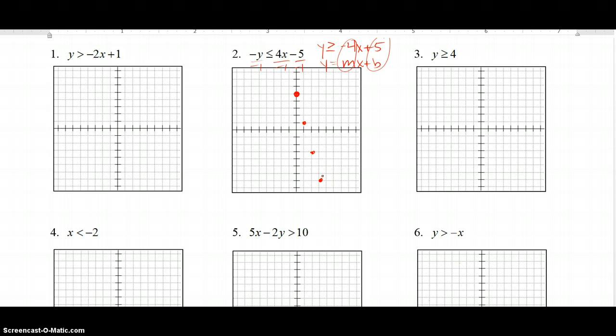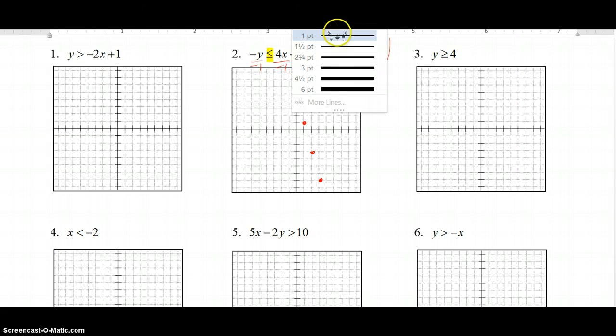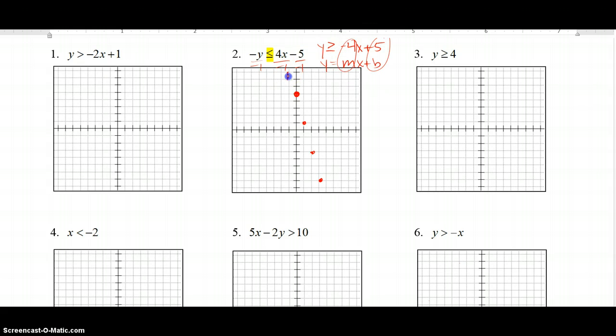Before connecting the dots I should ask myself, okay, is this going to be a solid line or a dotted line? And for this particular problem, it should be a solid line because of the less than or equal to. That's what tells us, the equal to tells us that this should be a solid line.